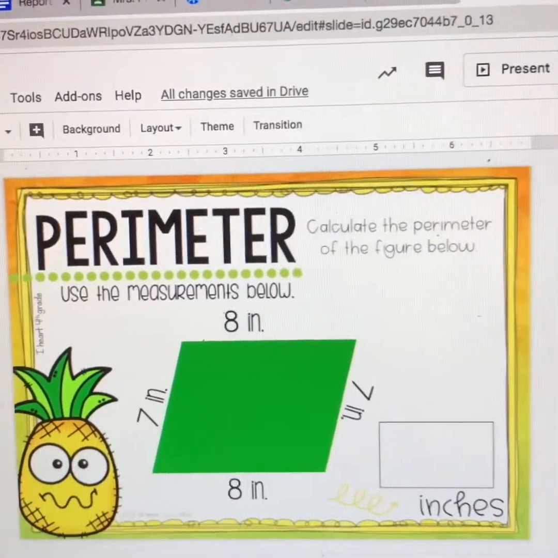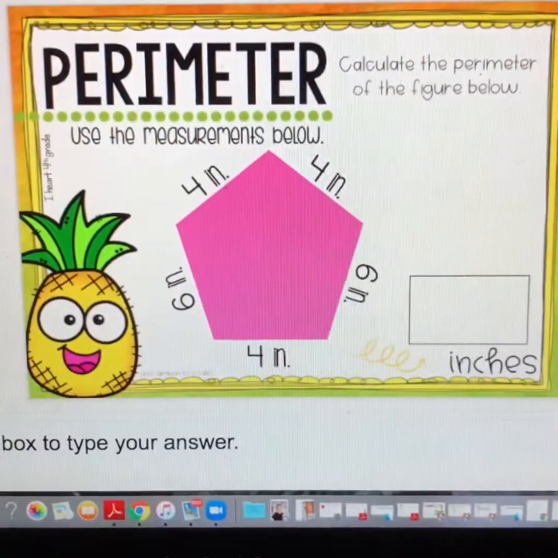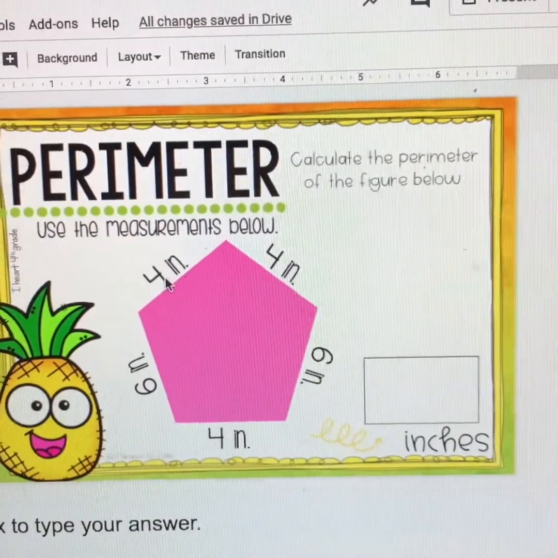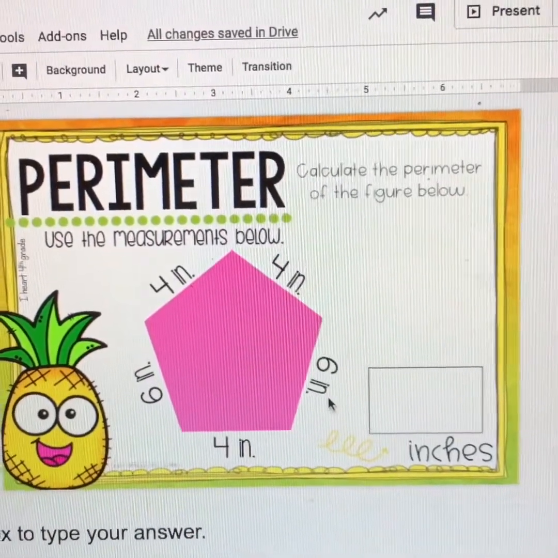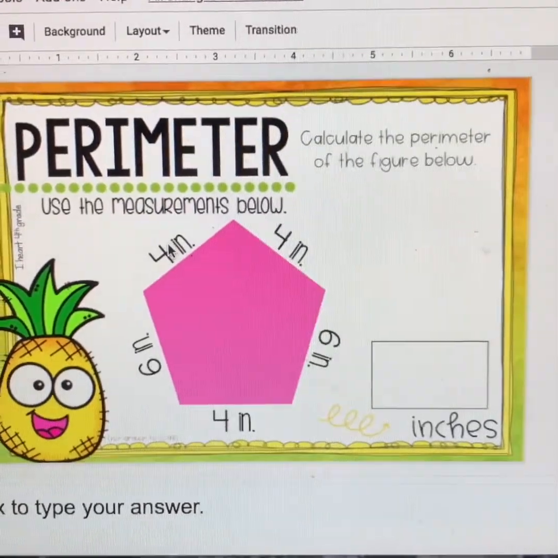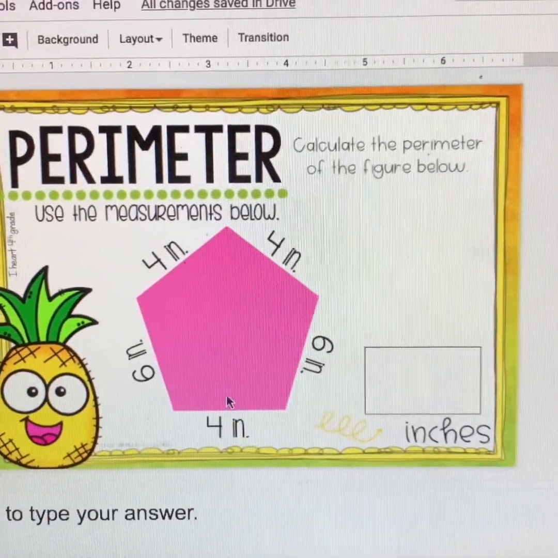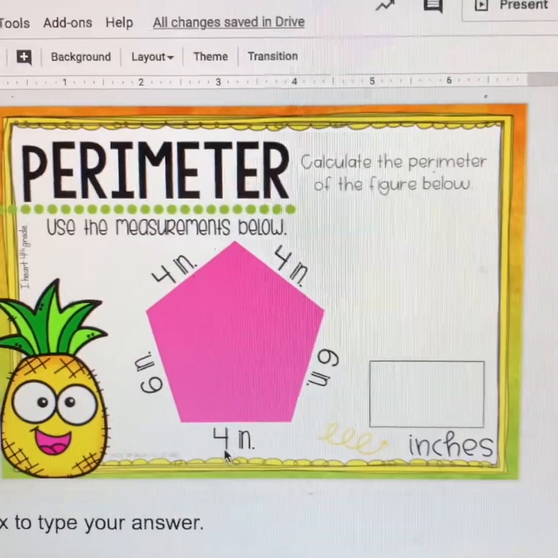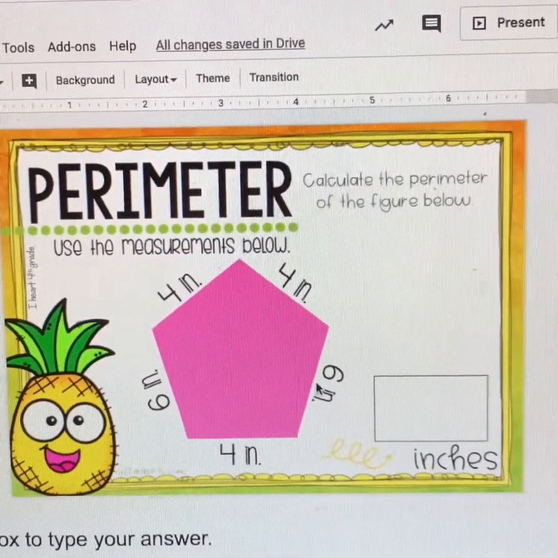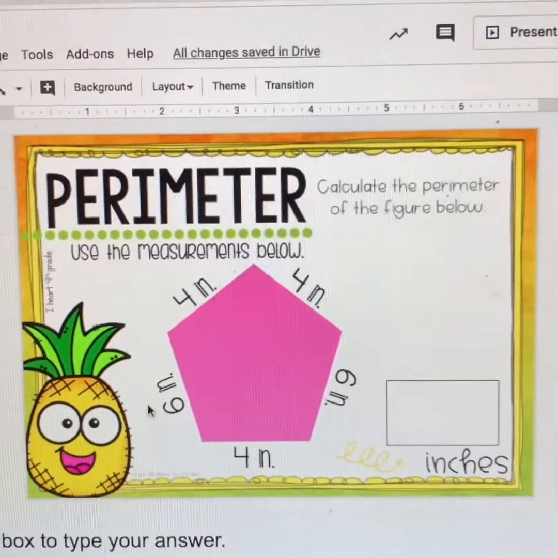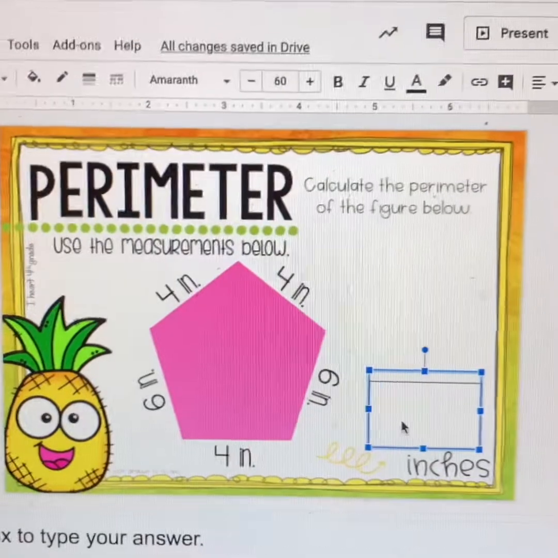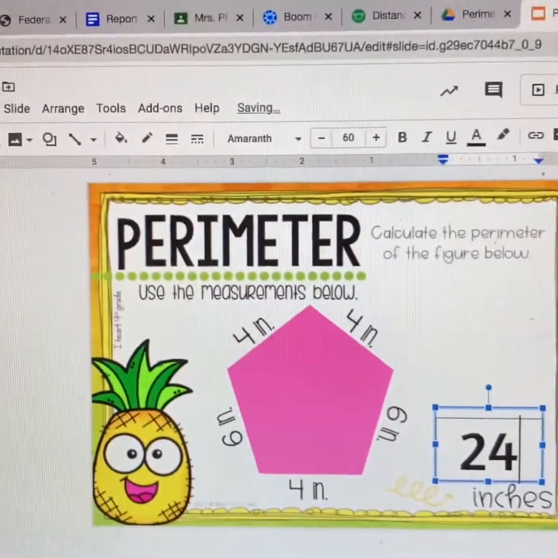All right, how about this pentagon? We have 4 inches plus 4 inches plus 6 inches plus 4 inches plus 6 inches. I know that 4 plus 4 plus 4 equals 12 because I know 4 times 3. So 12 and 6 plus 6 is 12 again. I know 12 plus 12 is 24. I'm able to do that in my head.